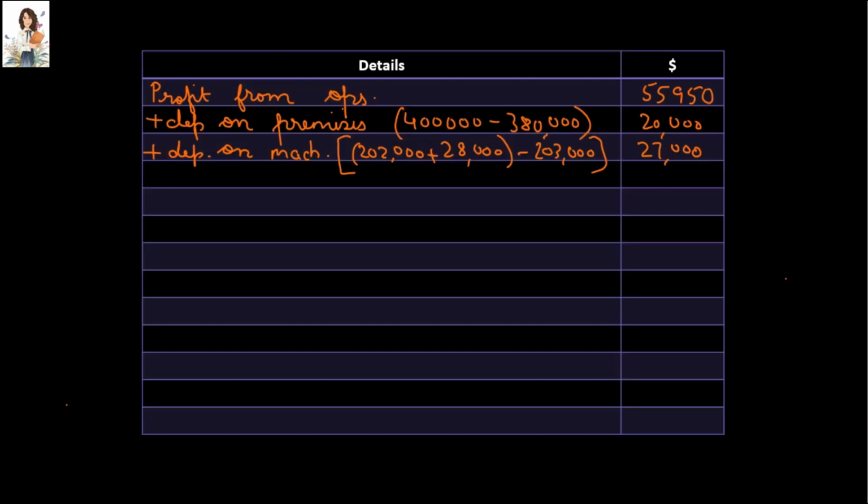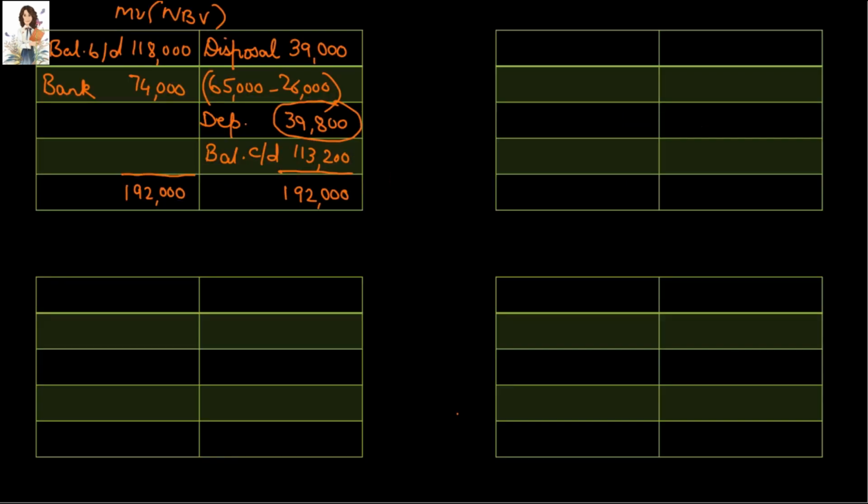$39,800. So this depreciation on motor vehicle we will write here, plus depreciation on motor vehicle, and we will write working note 1. So the depreciation is 39,800. We also need to find out the profit or loss on disposal of motor vehicle. So let us prepare the disposal account.